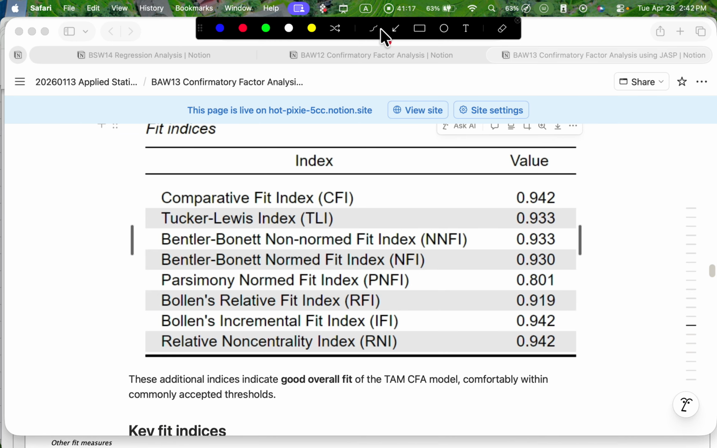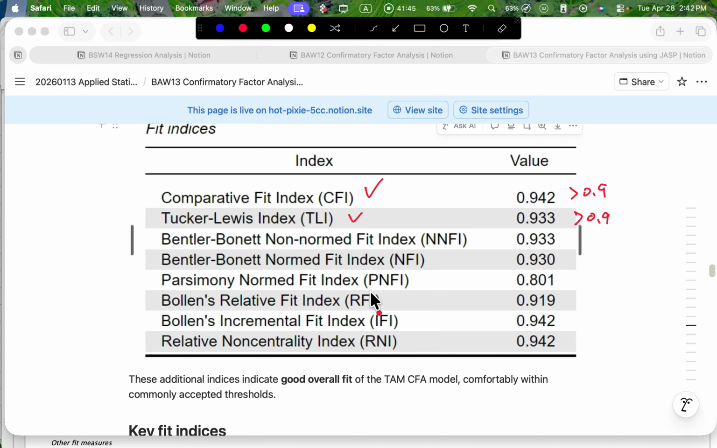We have mentioned the CFI, right? Now the value is 0.94. This one is greater than 0.9. It means good fit, right? CFI. How about this one? TLI. 0.93. Also greater than 0.9. So good fit.